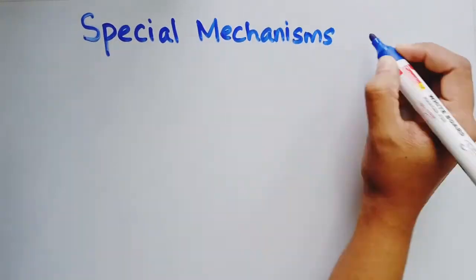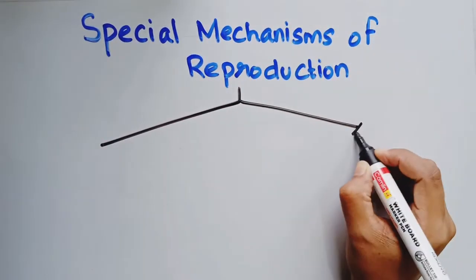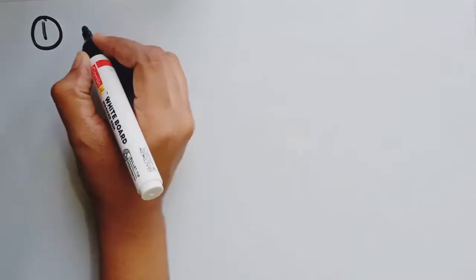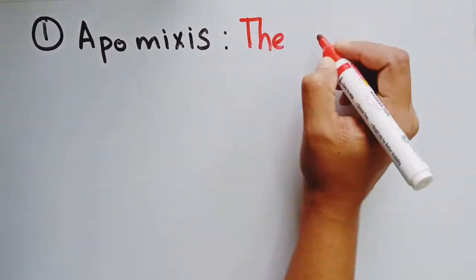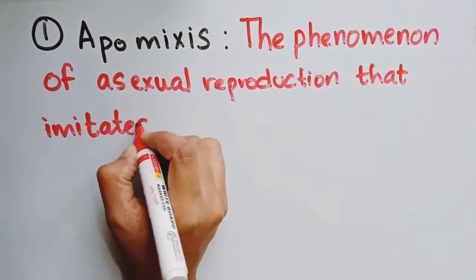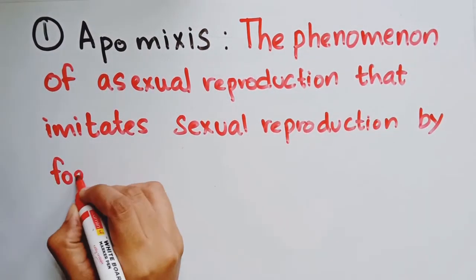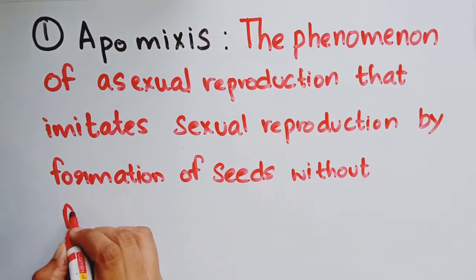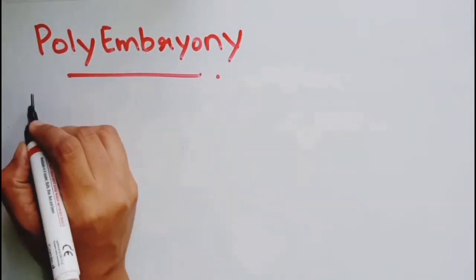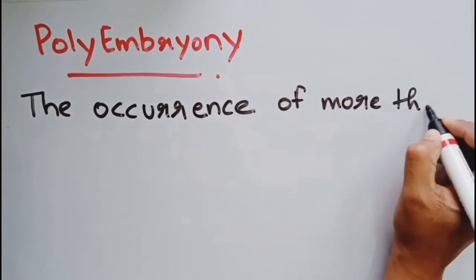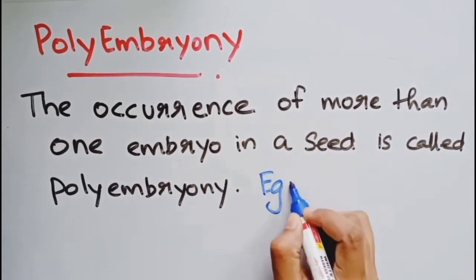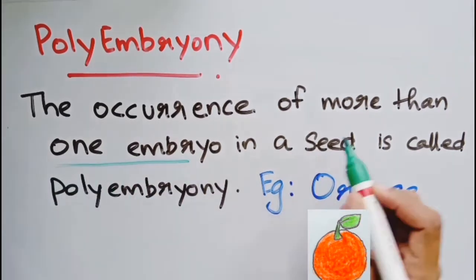Although seeds in general are the product of fertilization, there are some special mechanisms of reproduction in seeds: apomixis and polyembryony. Let's learn about them in detail. Apomixis is defined as the phenomenon of asexual reproduction that imitates sexual reproduction. It is by the formation of seed without fertilization. Important point here is that seed is formed without fertilization. The other special mechanism is polyembryony. It is the occurrence of more than one embryo in a seed. Example is orange. Orange has more than one embryo in a seed.